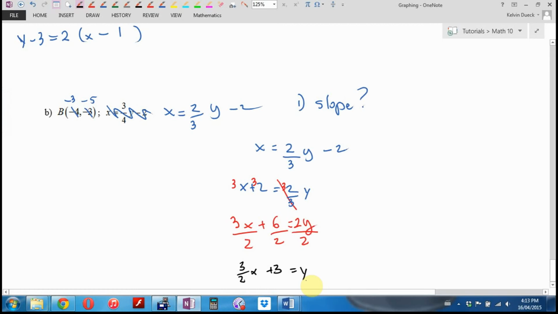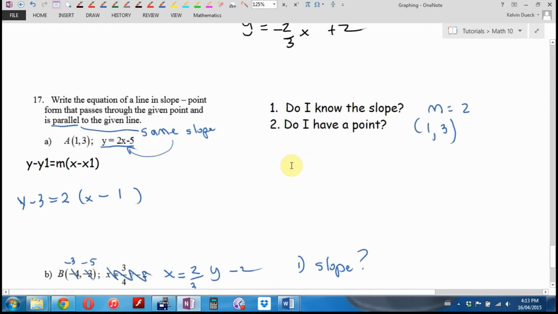Since you just came in, whenever they want me to find the equation of a line, I ask myself two questions. Adrian, read me the first question. Do I know the slope? If I don't, if the answer is no, I'm not doing anything else. My goal is to find the slope from the information they gave me. Once I've done that, what's the second question I ask? Do I have a point?